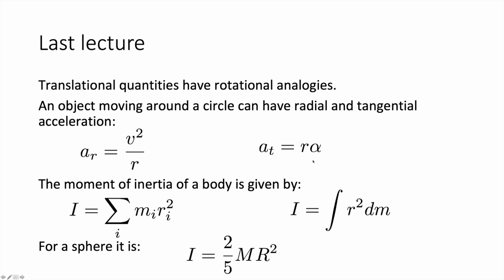We saw that the moment of inertia of a body is given by the sum over i of m_i times r_i squared, and this is for discrete objects. Or if we have a continuous body, we can calculate the moment of inertia as the integral of r squared dm. We saw some examples of how to perform these calculations. For a sphere, the moment of inertia is given by 2/5 m r squared.